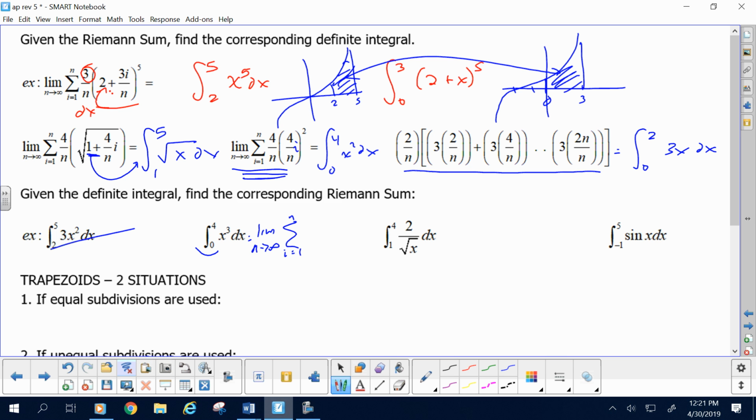That said, what's the delta x? 4 over n. And the function is cubing, and what's inside the function? 4i over n, or 4 over n times i, right? And all that quantity cubed. Okay, we good? Try the next one only, and then we'll be good.